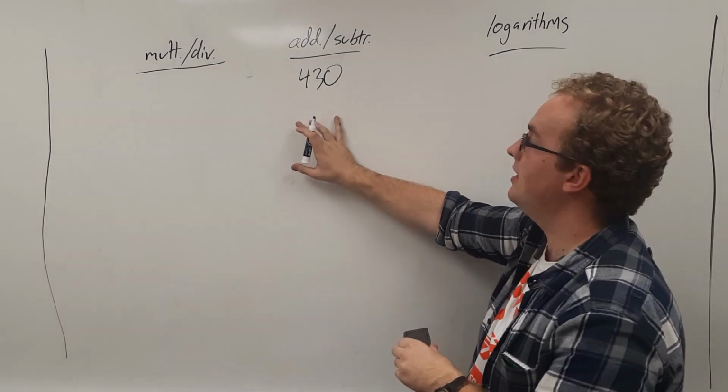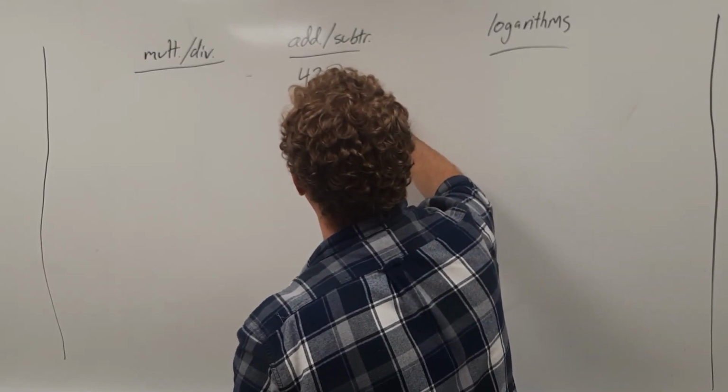Okay, so that's our first number. And let's say we're adding the number 0.05.